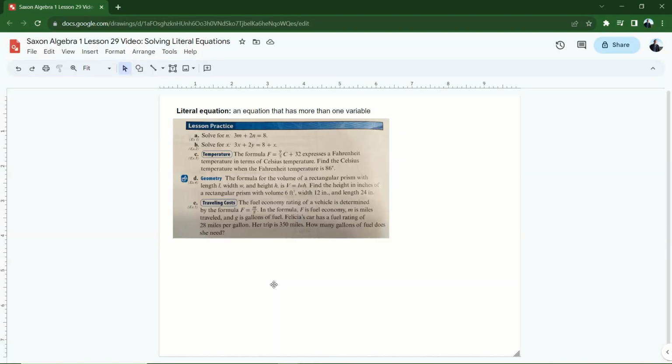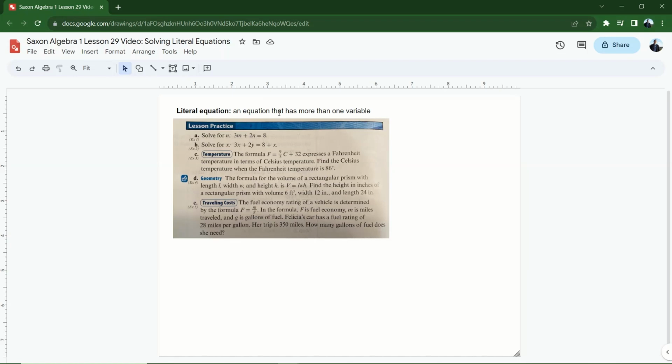Hello, algebra students. In this lesson, we're going to be learning how to solve something called a literal equation. Literally. What we're going to be doing in this lesson is solving equations that have more than one variable. What is a literal equation? Well, a literal equation is literally an equation that has more than one variable.